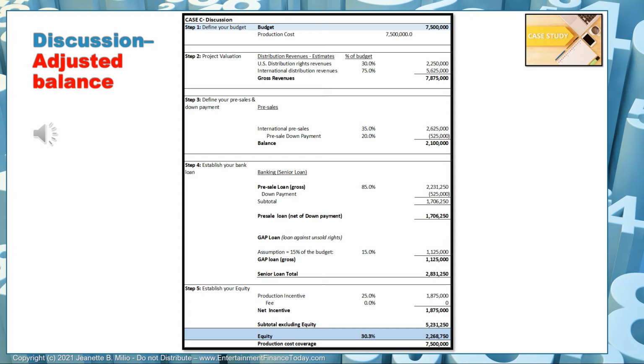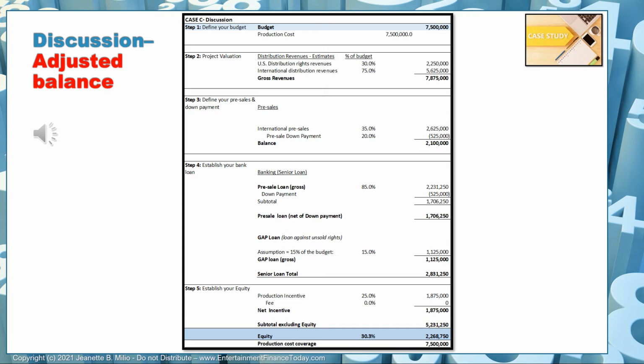In this case study, we decided that we believe we can sell the US distribution rights for 30% of the budget. So we're putting this assumption in here for the valuation. 30% of $7.5 million is $2,250,000. So our total valuation, as we are projecting it to take place for this $7.5 million budget, is to show us a minimum worst case scenario gross revenue from distribution rights sales of $7,875,000.